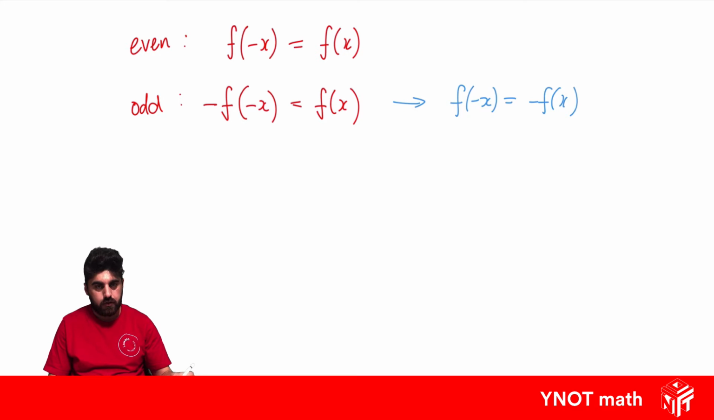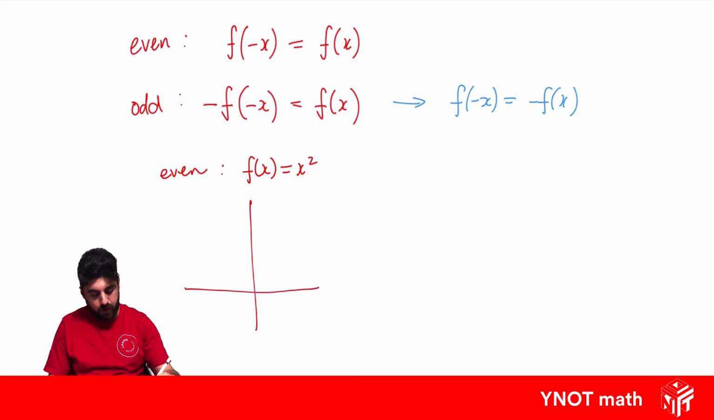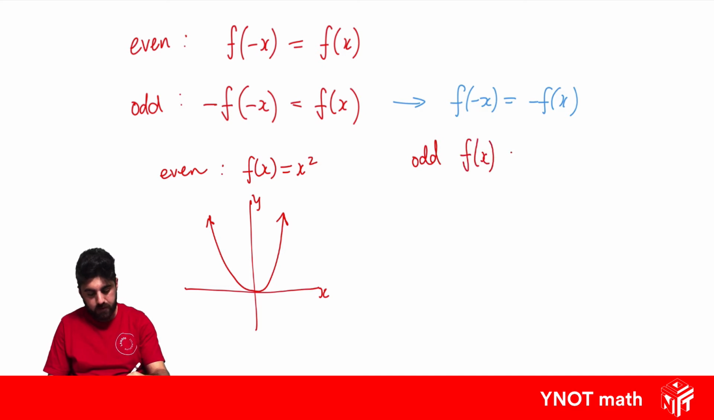Now, odd and even functions have some geometric properties. And let's have a look at two functions that you should memorize as being even and odd. So an even function that you should know is that f of x equals x squared, which is just a parabola with the vertex at the origin. And an odd function you should memorize is that f of x equals x cubed, which is our cubic function going through the origin.